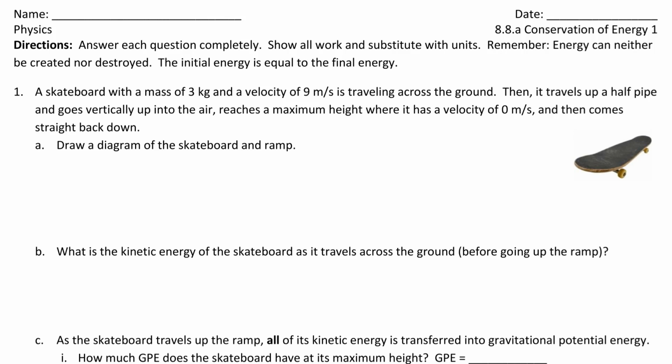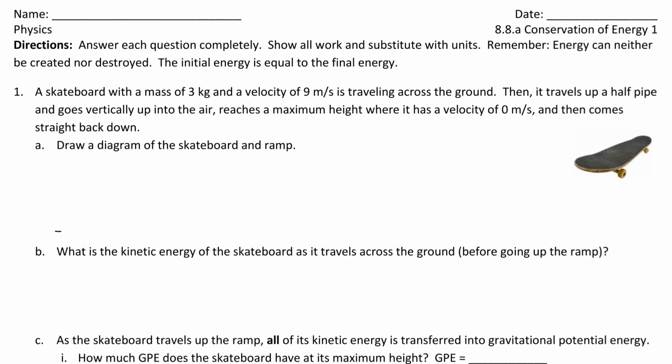It says a skateboard with a mass of 3 kilograms and a velocity of 9 meters per second is traveling across the ground. Then it travels up a half pipe and goes vertically up into the air, reaches a maximum height where the velocity is 0 meters per second, and then comes straight back down. It says to draw a diagram of the ramp.